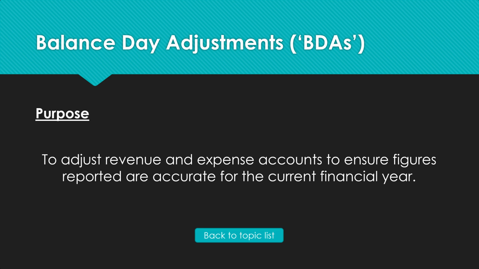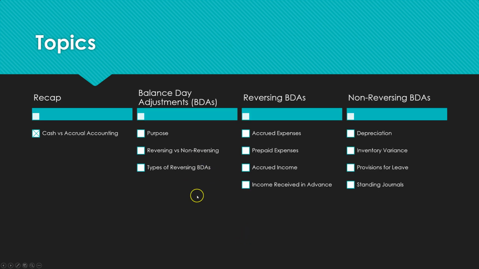We don't want any of last year's figures in this year's profit and loss. And we don't want any of next year's figures in this year's profit and loss. We're just trying to adhere to our matching principle. Now, if you're not sure what the matching principle is, then you'll want to head back to your first accounting unit and chapter 1, where it goes through a lot of the accounting principles that we adhere to. Okay, so there's our purpose. We now know the general idea of why we are doing balance day adjustments.